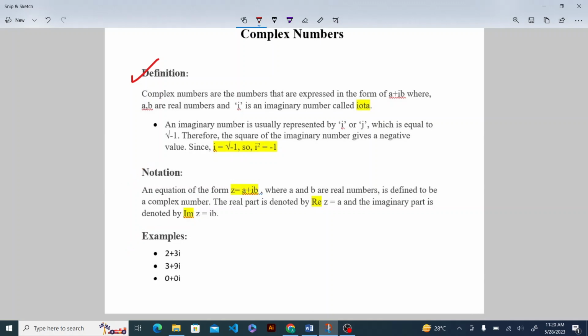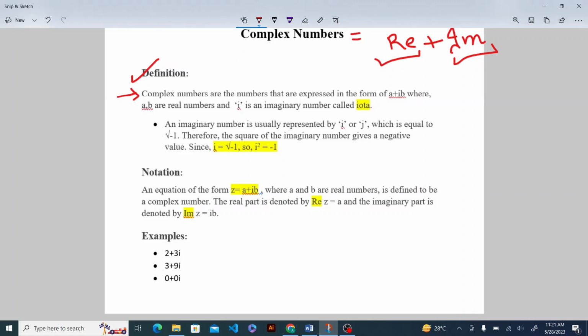What the definition says: complex numbers are the numbers that are expressed in the form of a plus ib or a plus iota b, where a, b are real numbers and i is an imaginary number called iota. So basically, complex numbers are the combination of real numbers and imaginary numbers. The first part of a complex number is a real number and the second half is an imaginary number.